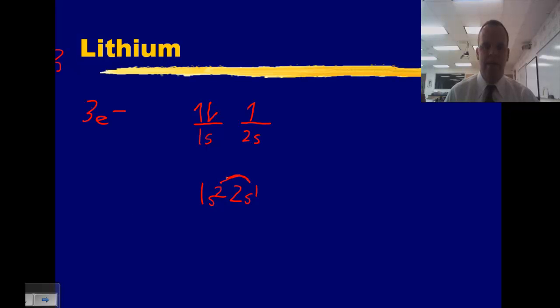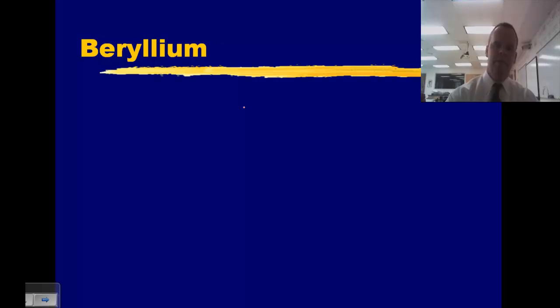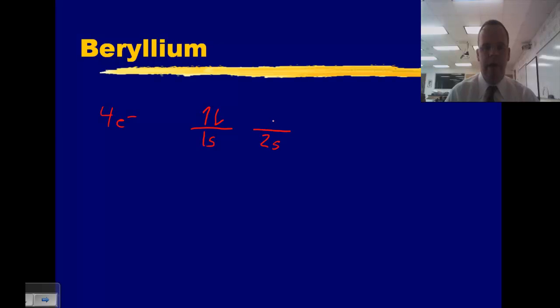You see, if you count these numbers here, the total is 3, which is the total number of electrons in the atom. If you count the arrows above, you should have 3. Beryllium, 4 electrons. So we do 1s, 1, 2, then 2s, 1, 2. Or 1s2, 2s2.